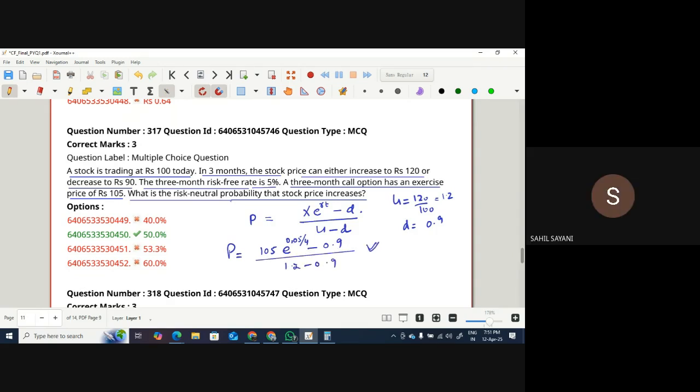Sir, what about 1 plus RF minus D upon U minus D? Because it is continuously compounded, it's not written, right? Okay, so what will be the formula? It will be P equal to 1 plus RF minus D upon U minus D.